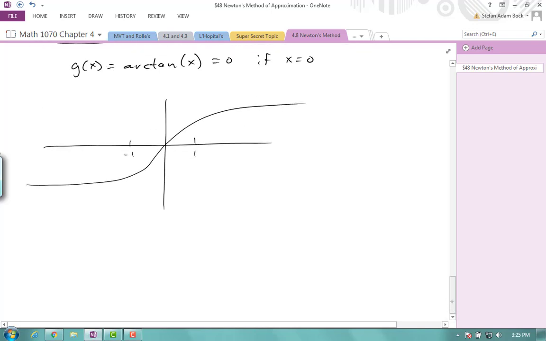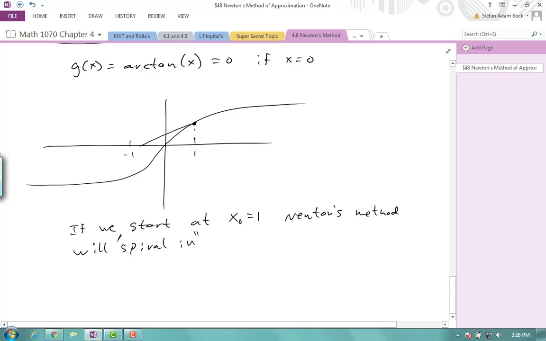I did some playing around with this earlier. If we start at 1, Newton's method will spiral in, because I'll go up here, I'll find a root, I'll find the tangent line, I'll find the root, I'll go back, I'll find the tangent line, I'll go back, find the root, go back up, tangent line.